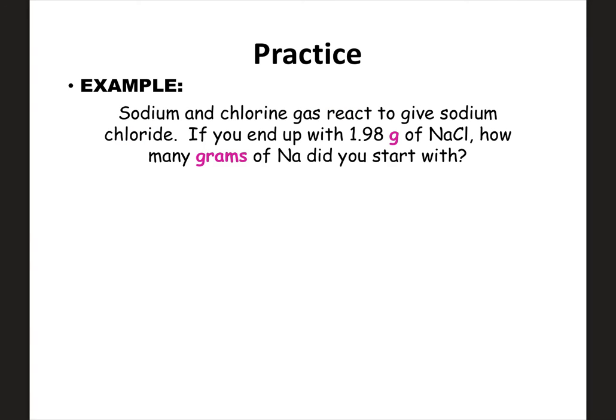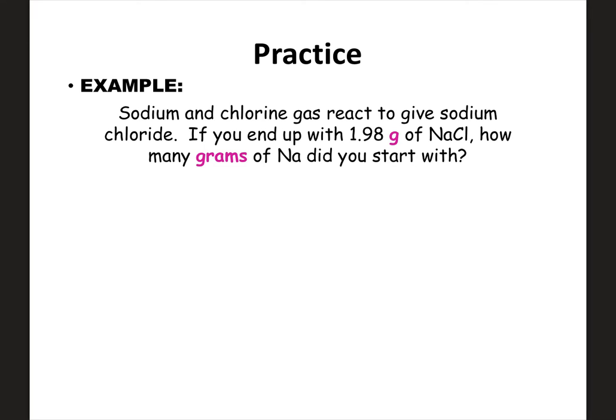Another fun example here to try. We got sodium and chlorine gas reacting to give sodium chloride. It's telling us if you end up with 1.98 grams of sodium chloride, how many grams of Na did you start with? Again, don't be scared because they're giving you an amount of the product. They're telling you end up with a certain amount of NaCl. How much of something did you start with? It doesn't matter. It's still stoich. You switched substances. You need to do stoich.